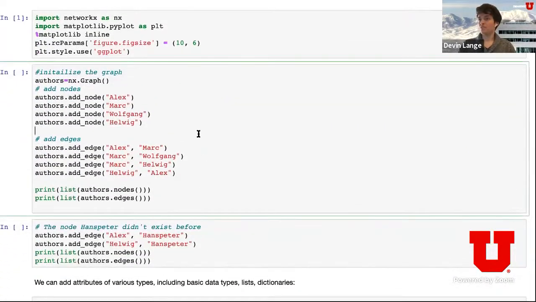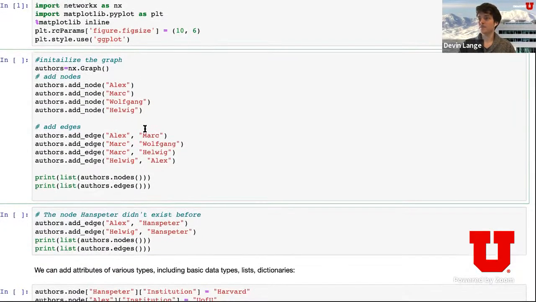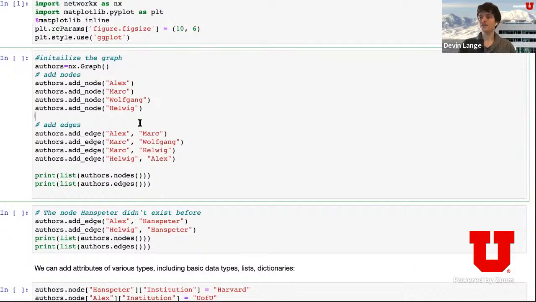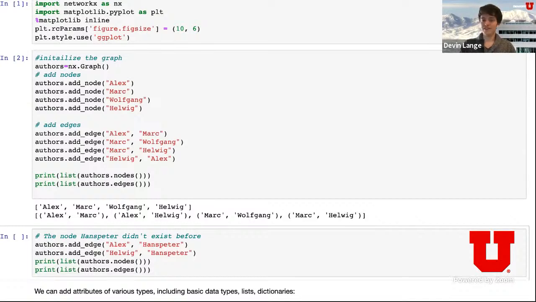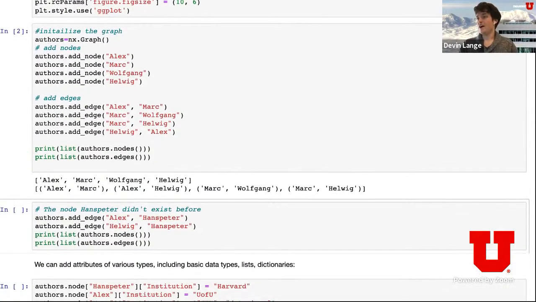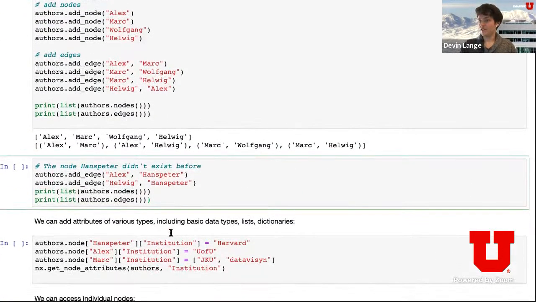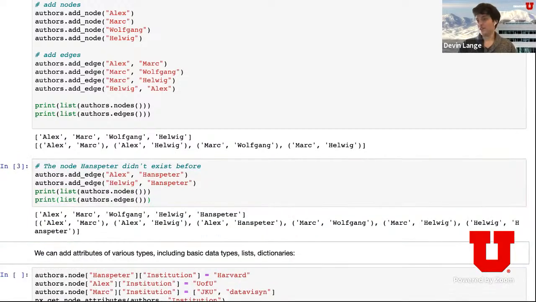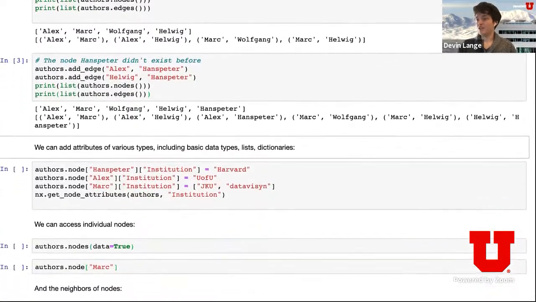So if we look at the basic usage here, we're going to create a NetworkX graph called authors. We're going to add some nodes for authors, and we're going to add edges if they, I believe, co-authored a paper together. And obviously, you can get those nodes back as a list, as well as the edges, which come in these pairs of strings. And we can just continue adding nodes and edges.